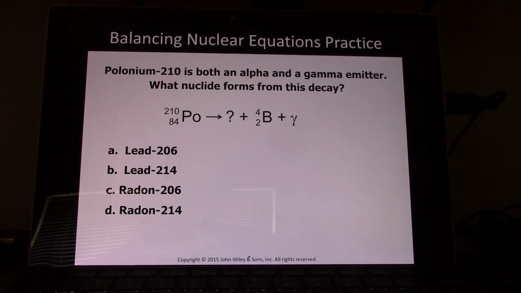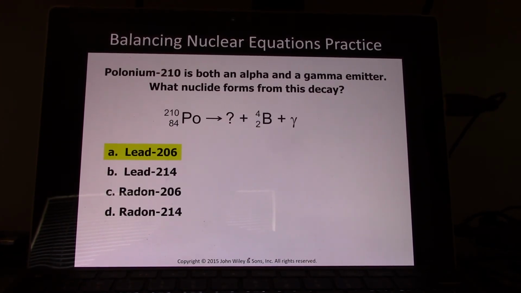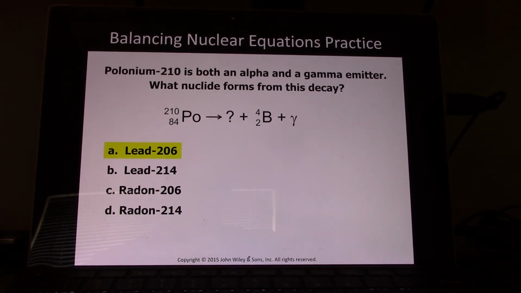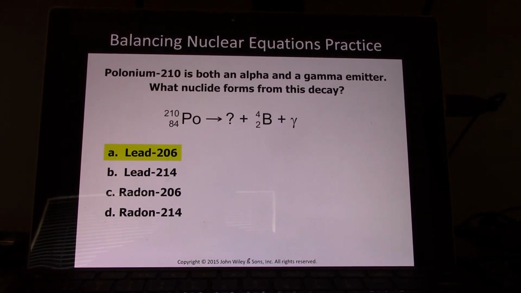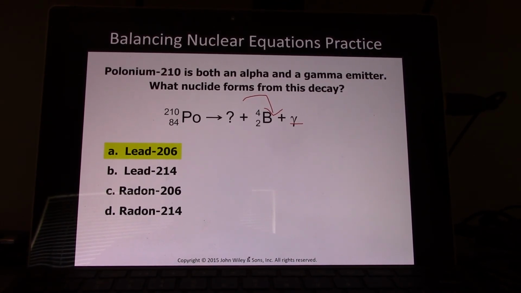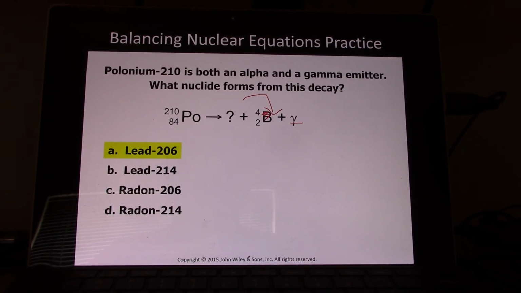Polonium-210 is both an alpha and a gamma emitter. So what nuclide forms in this decay? And that's going to be lead-206. Because we had 210 and then we release our alpha particle and we release our gamma ray, and that leaves us with 206 out of 210 because 4 are in the alpha particle. And it'd make more sense if you put a helium there.